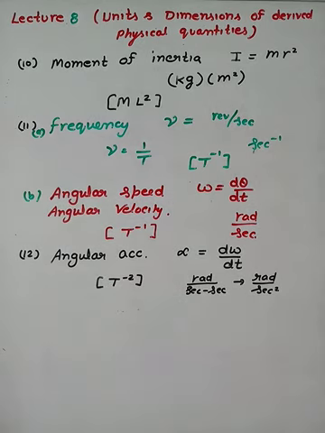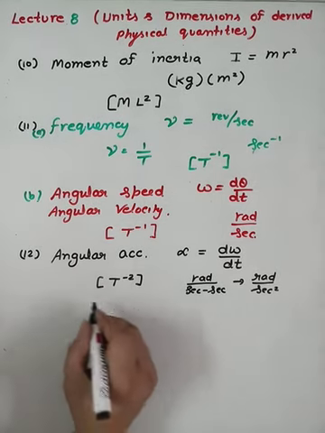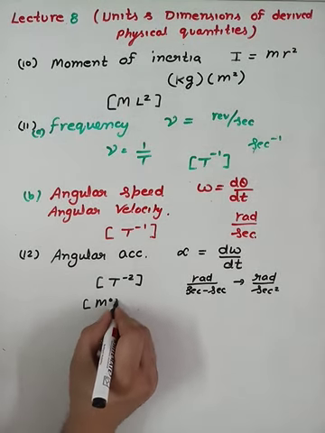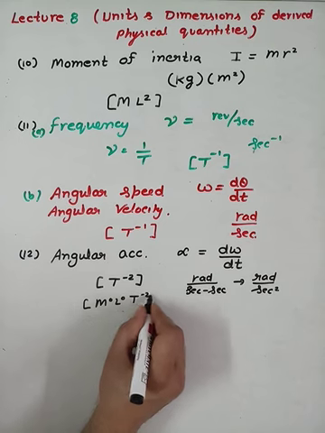Since radian does not have any dimension, therefore its dimension is T⁻². That means M⁰L⁰T⁻².